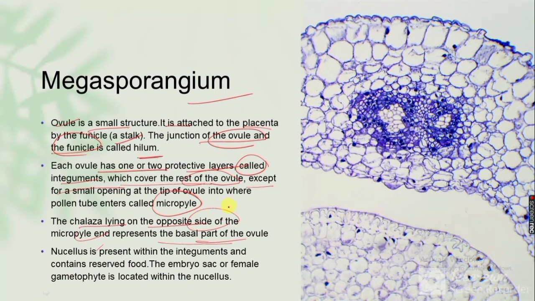Nucellus is present within the integuments, and it contains reserved food for the developing embryo. Nucellus provides all the food needed for its development. The embryo sac is located within the nucellus. We call the embryo sac the female gametophyte also.